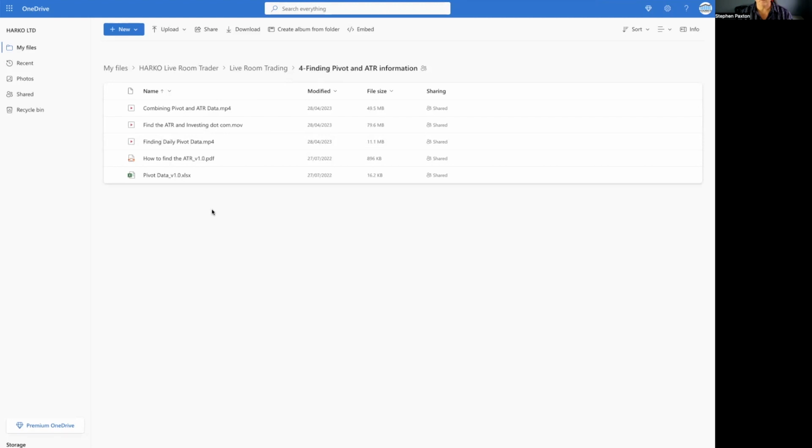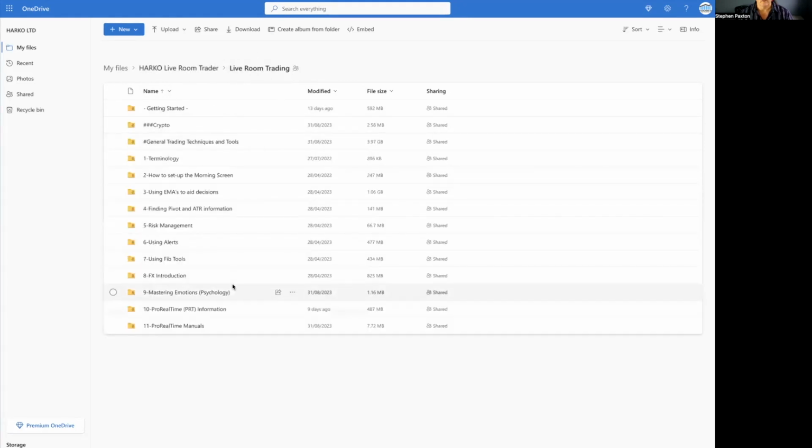Average true range is very, very important when you're learning to trade, to put your stops and entries in. And this is a little package that tells you how to find your ATR, a little PDF that explains it all, and a spreadsheet there that lets you look at and store the data. I'll show you where that is in the live room in a moment.